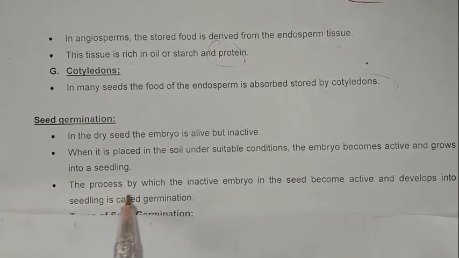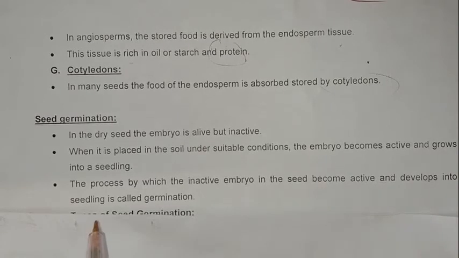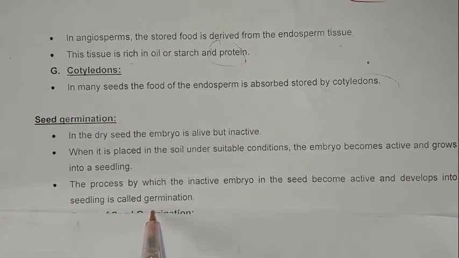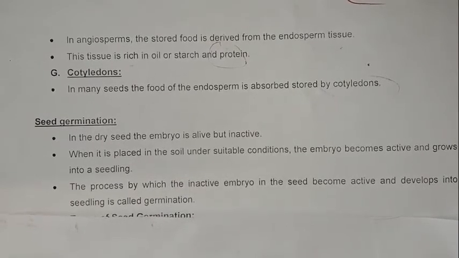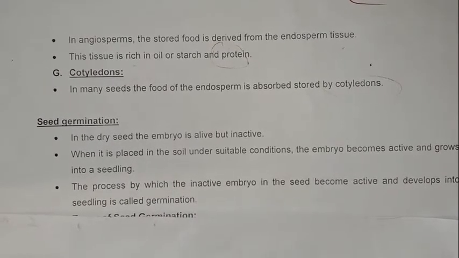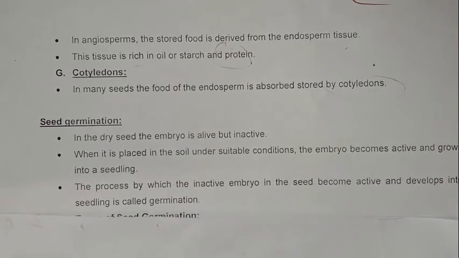The process by which the inactive embryo in the seed becomes active and develops into a seedling or small plant is called seed germination. So seed germination is the process in which the embryo becomes active and grows and converts into a small plant or seedling. This process is called seed germination.